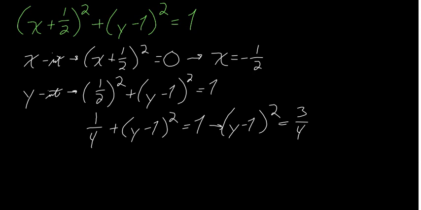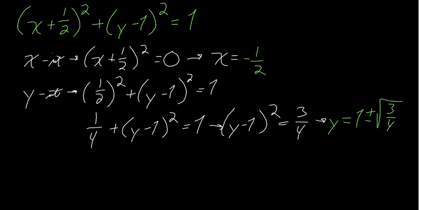Okay, and then we take the square root of both sides, and then we're going to add 1, so we're going to end up with y. Let's put it in green. We end up with y is equal to 1 plus or minus the square root of 3/4. And we're going to go back and make this green as well. Negative 1/2.